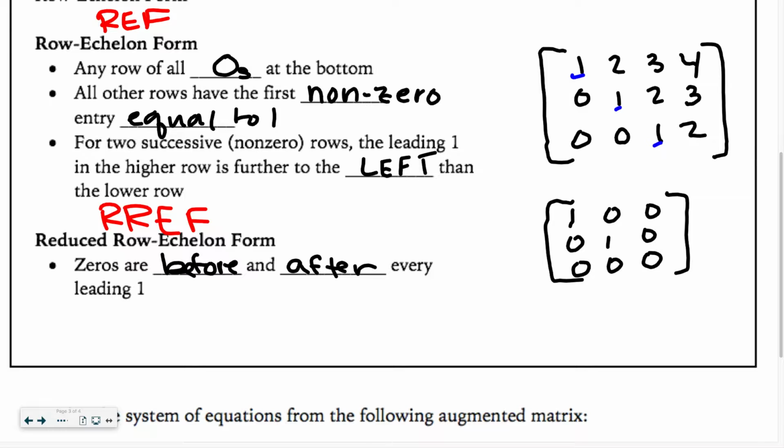Yes, except tomorrow, when we do it in our calculator, notice this one is square, right? But if we're doing an augmented matrix and we're asking our calculator to do reduced row echelon form, you are going to see some that look like this.